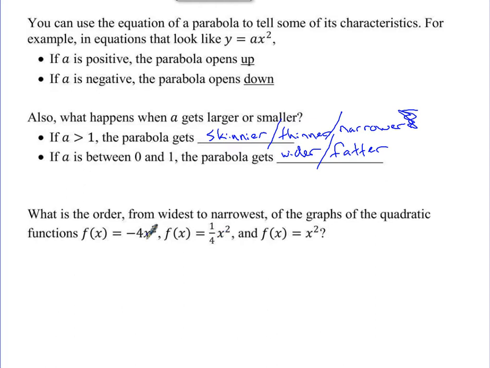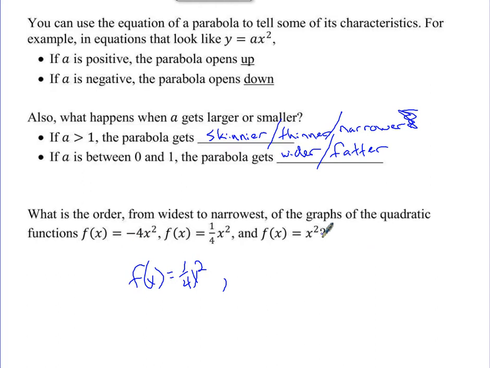Okay? What's going on this one? It's skinny and it opens down. This isn't asking for up or down though. It's just saying which one's fattest, right? So which one is the fattest here? This one. F of x equals 1/4 x squared is the widest. Then what? Yeah, because this one is going to be wider than this one. This is going to be super skinny, right? This is the skinniest one of all three, so it's got to go last.